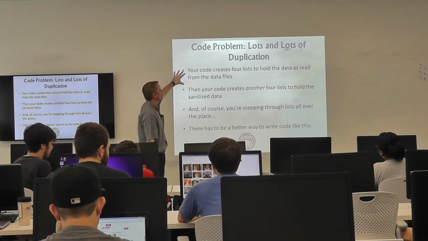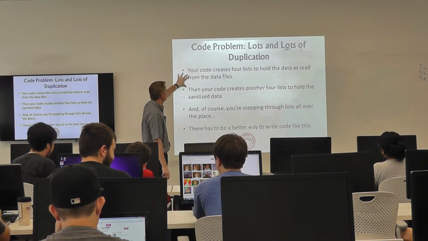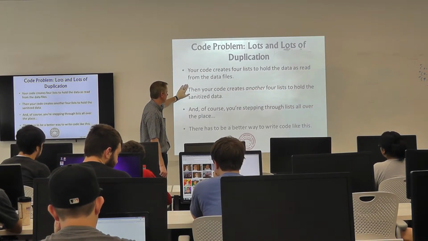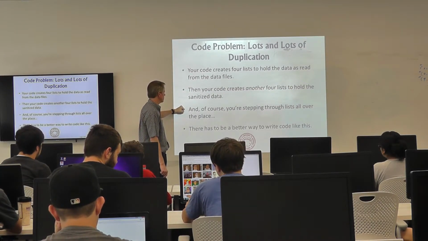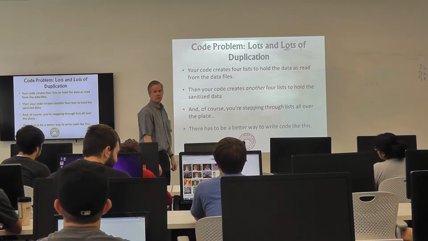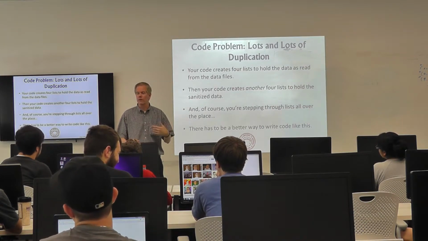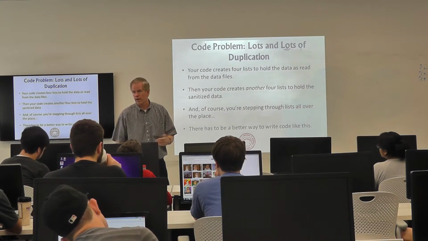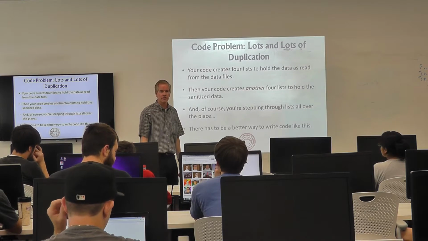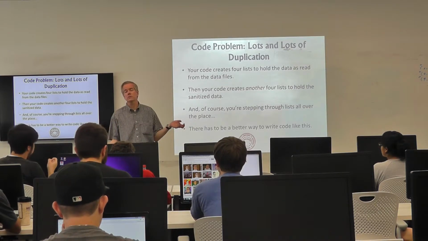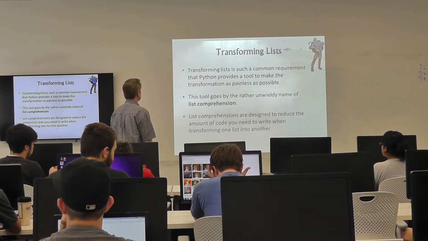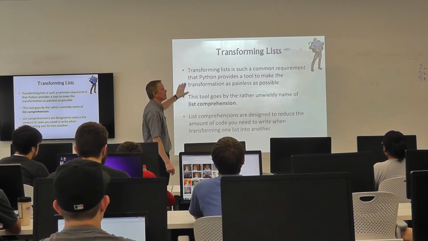So we create 4 lists to hold the data right from the data files. Then we create another 4 lists to hold the sanitized data. And of course, we're stepping through all the lists. There has to be a better way to do this. Well, we got 8 lists going around, right? We got 4 and 4. And then we're going through each one of the lists, actually a couple of times, pulling all the stuff out and doing stuff with it. So, good news, we're doing a good job. It just seems like it's sort of a lot of code. Hey, transforming lists!